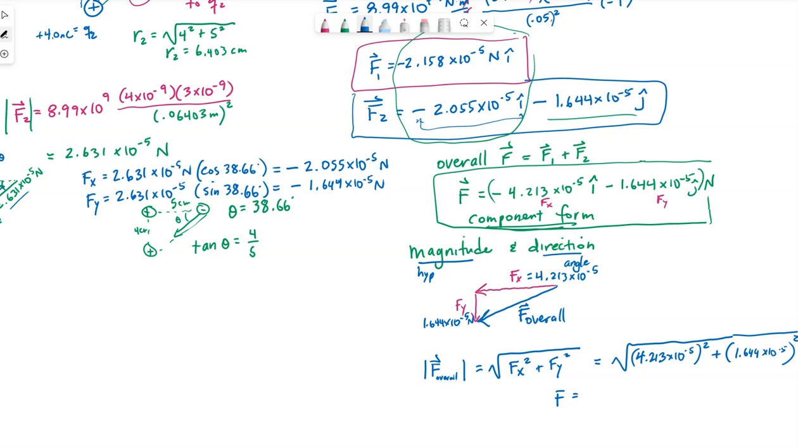Plugging into my calculator, I'm getting 4.522 times 10 to the negative fifth newtons. So this is the magnitude.